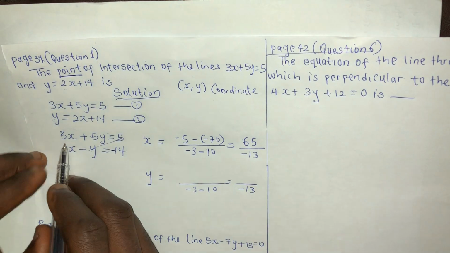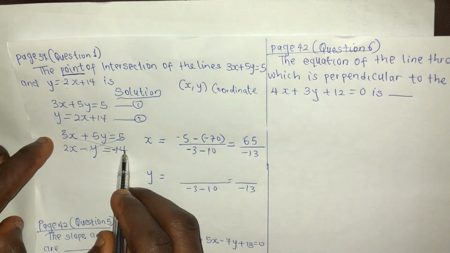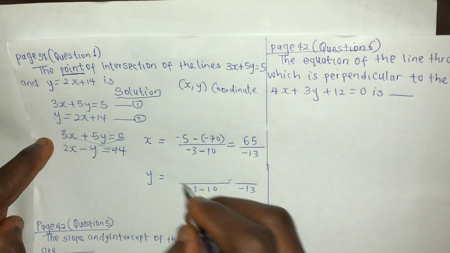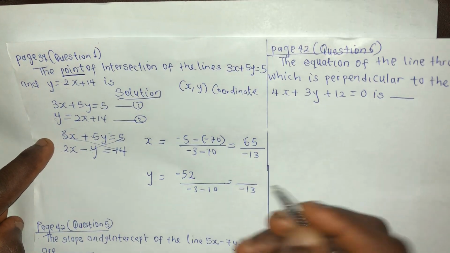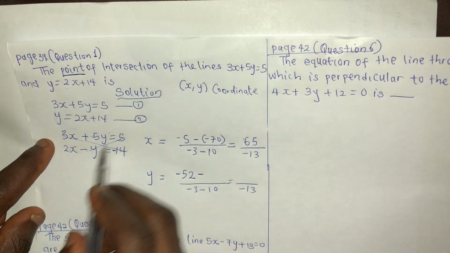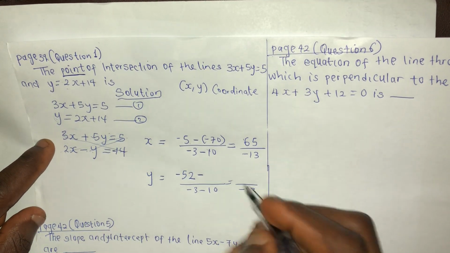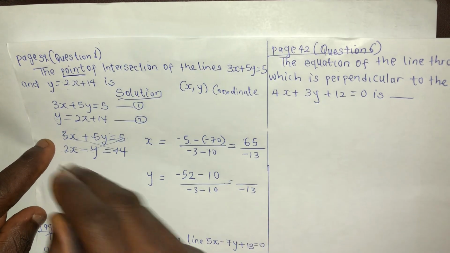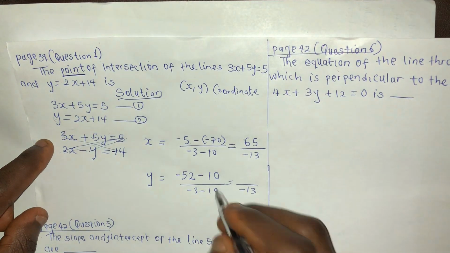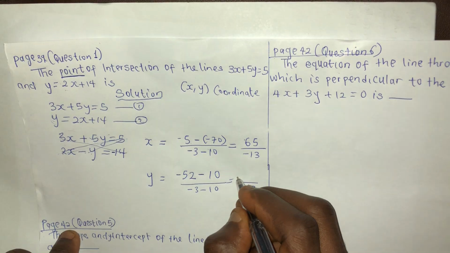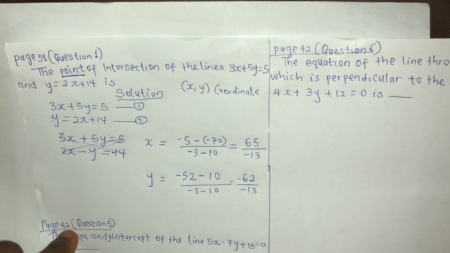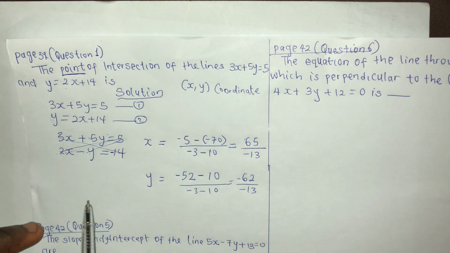To get this one, you go from here. 3 times minus 14 will give us minus 52. Then naturally it is minus, then this and this. 2 times 5 is 10. So minus 52 minus 10, that will be minus 62. Okay? So in that case, let us get things going.